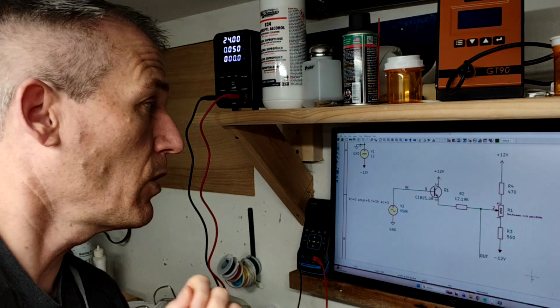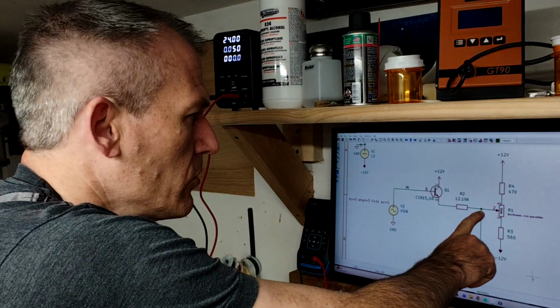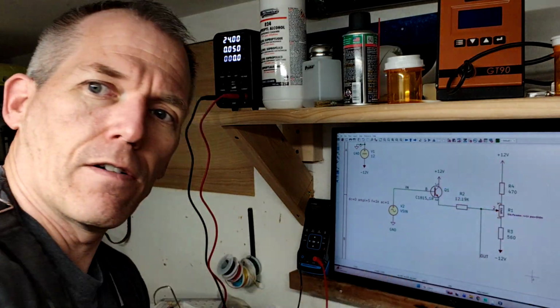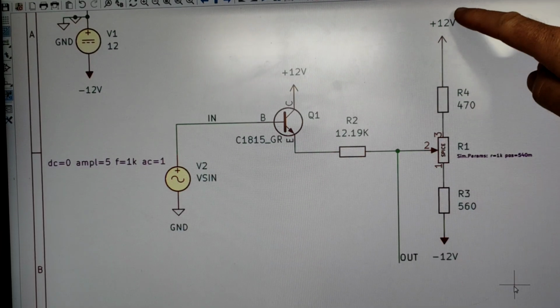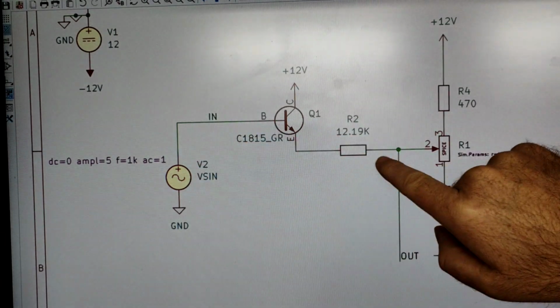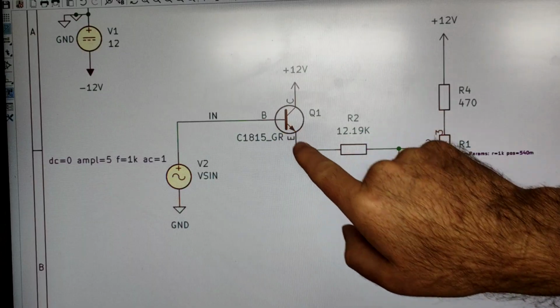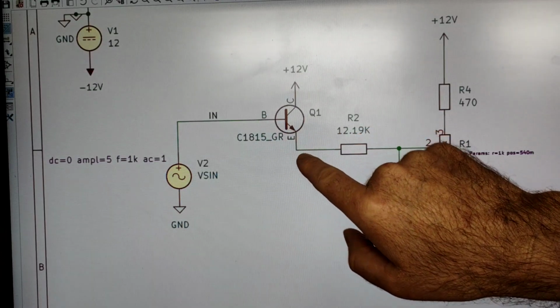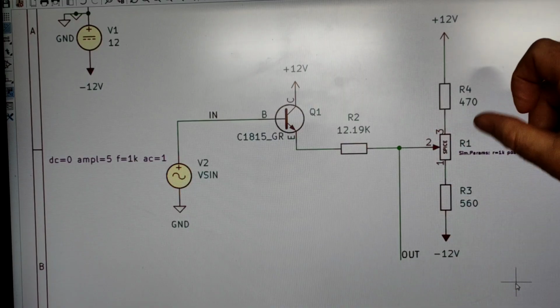So let's look at what we have here. So here is the output, and you see it's the confluence of three different voltages. Up here we have plus 12 volts, down here we have minus 12 volts, and coming in here we have the control voltage minus the about 0.5, 0.6 volt drop across this transistor. And they meet at this point here, which is our output.